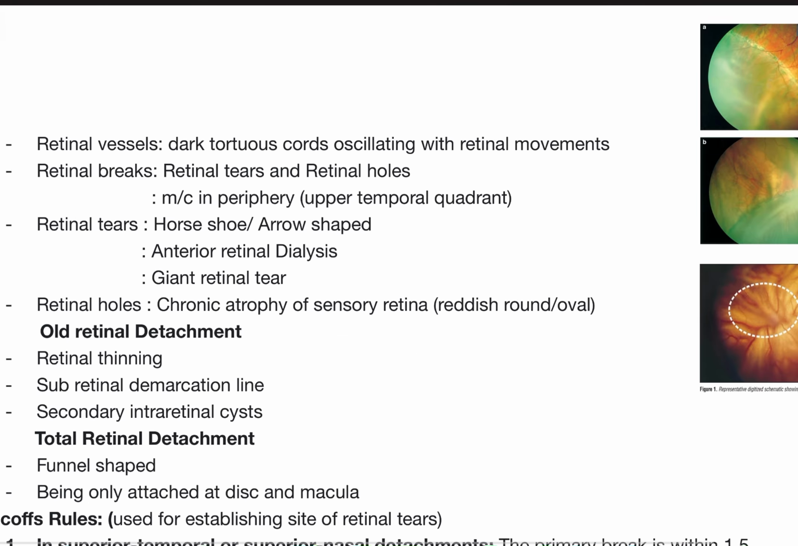Next, coming to the retinal vessels. How do the retinal vessels appear? They appear as dark tortuous spots which oscillate with retinal movements. So they will also be oscillating with retinal movements. They are dark tortuous spots.